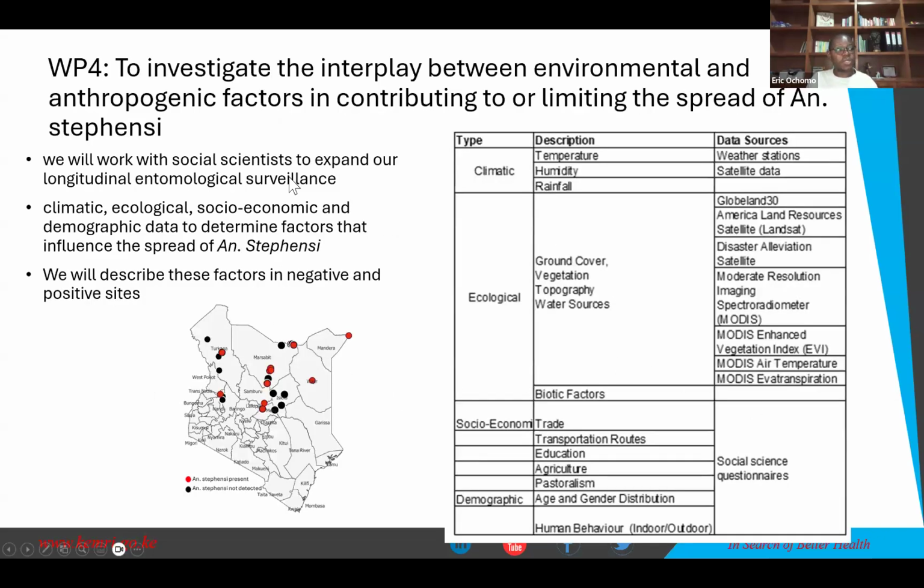Fourth, as I've mentioned, we'll work with social scientists who will work alongside our longitudinal sampling teams to try and understand the human factors. They will look at factors like trade, transportation routes, education status, agriculture, pastoralism, and other human behavior factors that might be important for Anopheles stephensi. At the same time, we'll also be collecting data on climatic and ecological factors, and the idea is to use this to understand the data that we're able to collect in the 3 work packages that precede this work package.